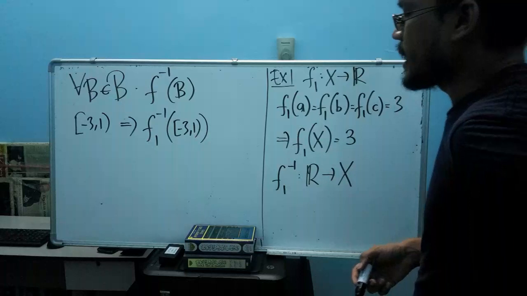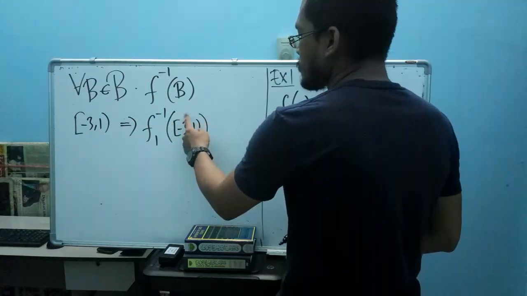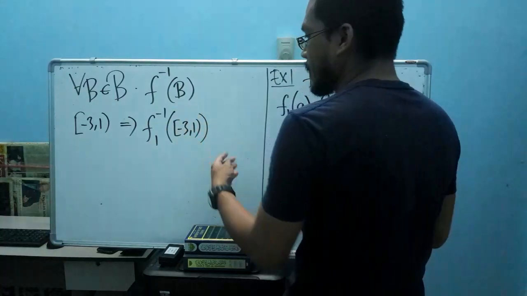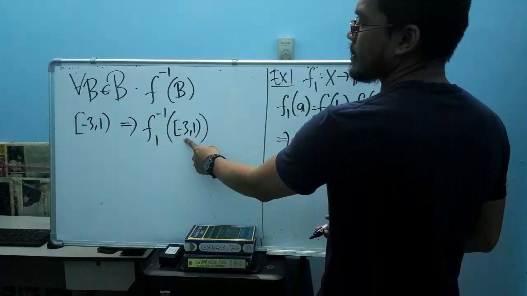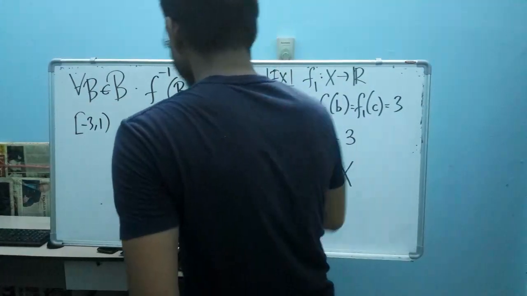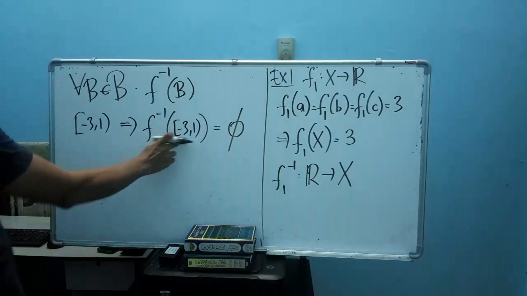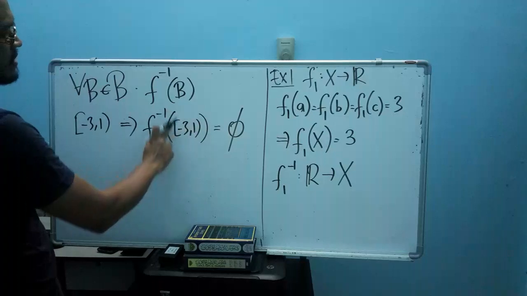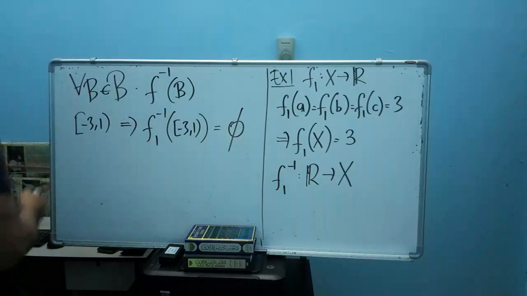Meaning that, in this interval, when you consider all values on this interval, this value is not equal to 3, because 3 isn't inside of this Borel set. Therefore I can say that this is actually the empty set. Because this Borel set doesn't contain 3, when you find the pre-image or inverse of all values inside of this interval, it will be the empty set.